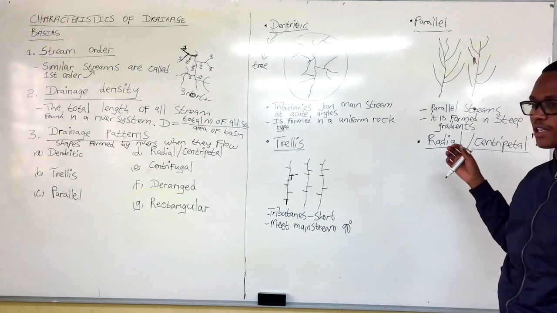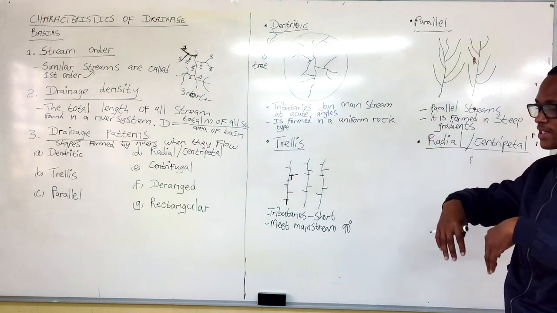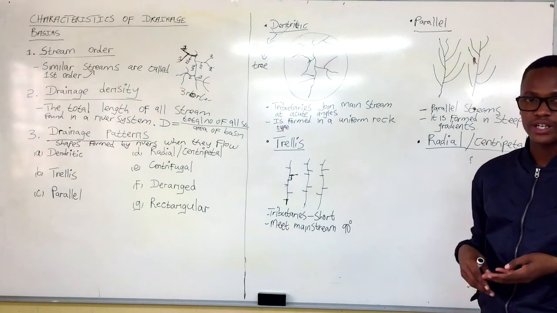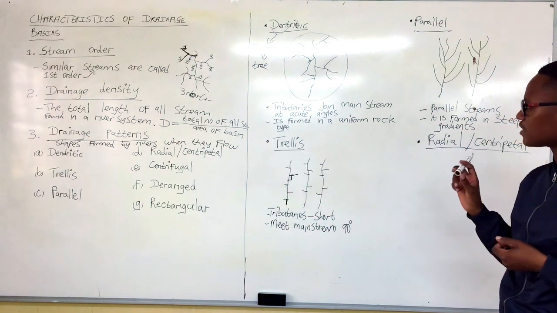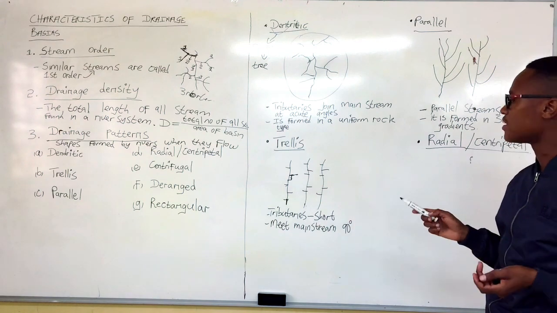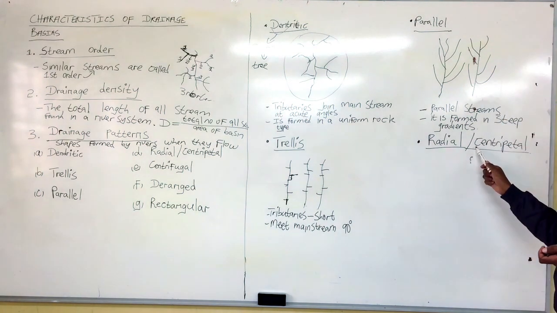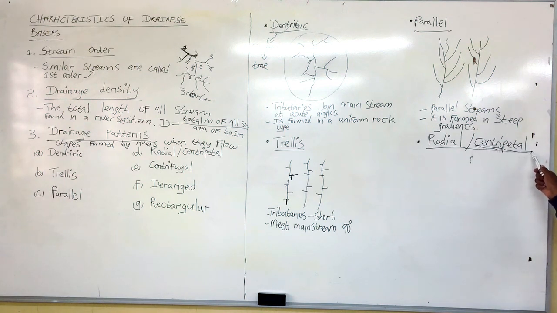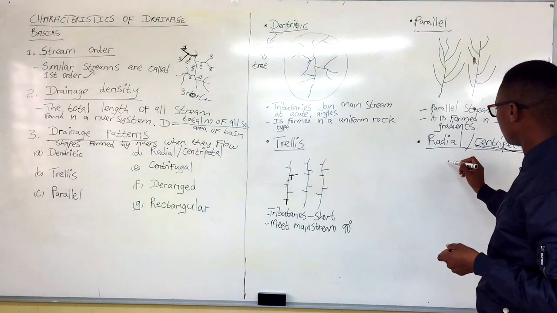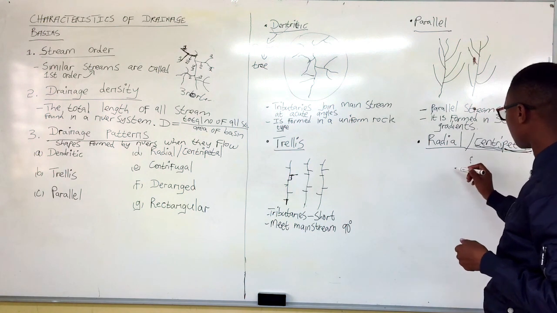So when the rivers start to flow towards that opening or that hole, they form a radial or centripetal pattern. You can see the word centripetal means they go towards the center. This is our key word. Petal means towards. So it is something like this.